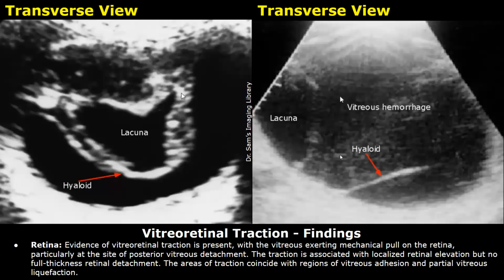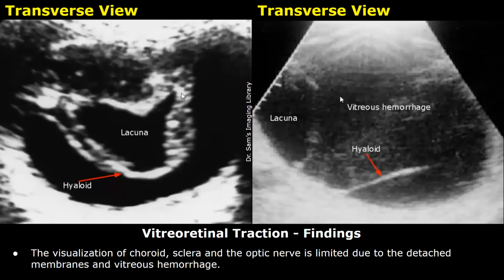Retina. Evidence of vitreoretinal traction is present, with the vitreous exerting mechanical pull on the retina, particularly at the site of posterior vitreous detachment. The traction is associated with localized retinal elevation, but no full thickness retinal detachment. The areas of traction coincide with regions of vitreous adhesion and partial vitreous liquefaction. The visualization of choroid, sclera, and the optic nerve is limited due to detached membranes and vitreous hemorrhage.